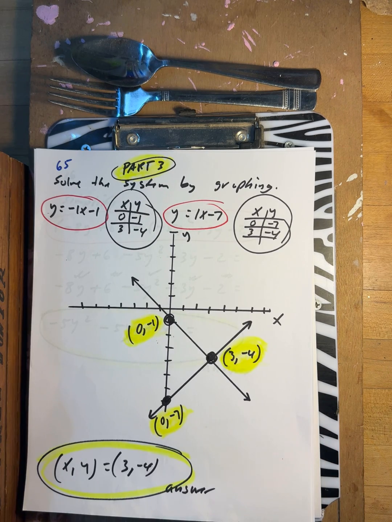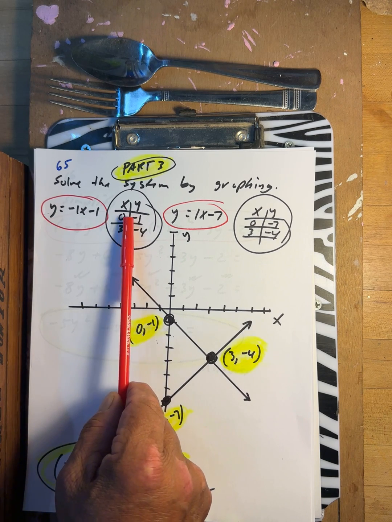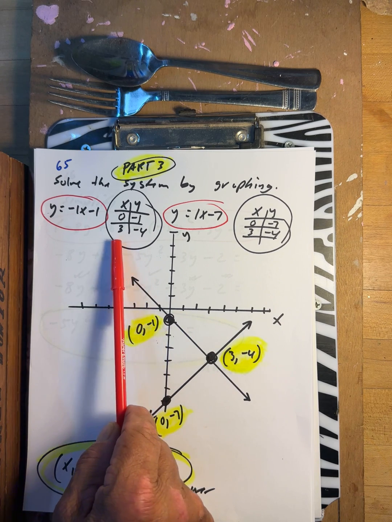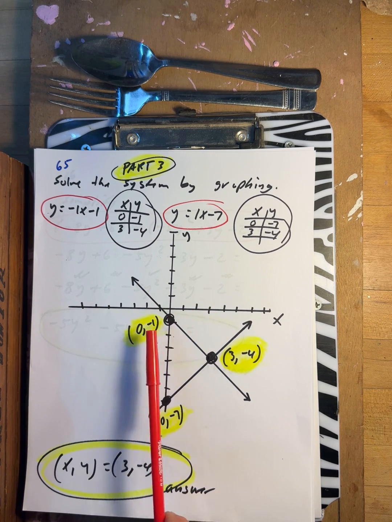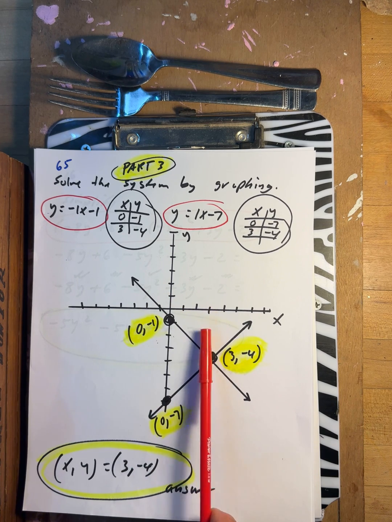Part 3. Let's graph them. So y equals -1x minus 1. We know that 0 and -1, so 0 and -1 right there. And then we also have 3 and what? 3 and -4. So we have 0 and -1 and 3 and -4. There's a line. This one here.